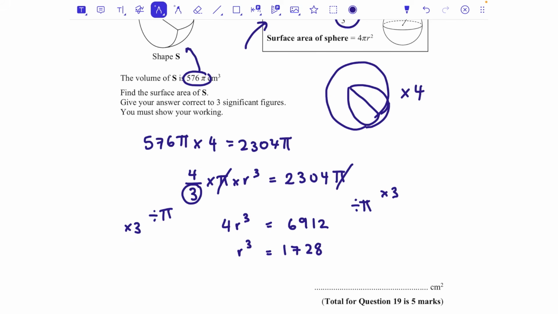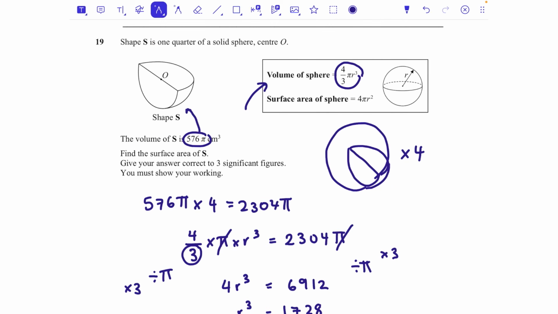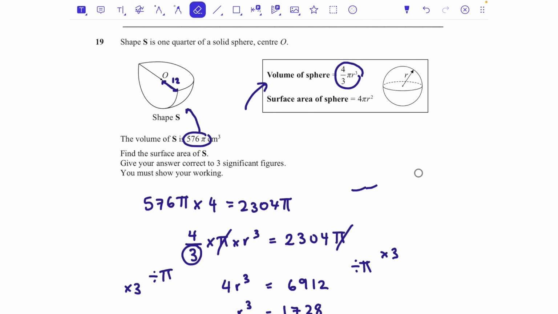Now the opposite of cubing something is to do the cube root. So I'm going to press Shift and then the square root button. If you press Shift square root, you get the cube root on my calculator anyway. 1728, and that is 12. So the cube root of 1728 is 12. So we now know that the radius of this shape from the middle to the edge is 12. I now need to work out the surface area. But again, I need to think about the fact this isn't a whole sphere, it's only a quarter of a sphere.